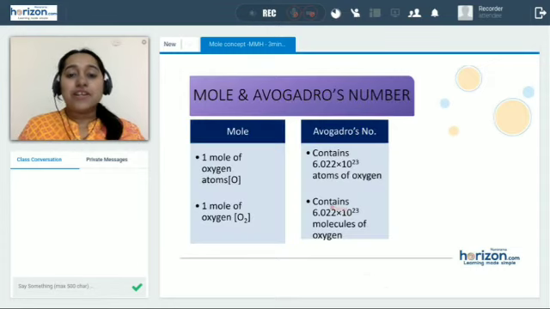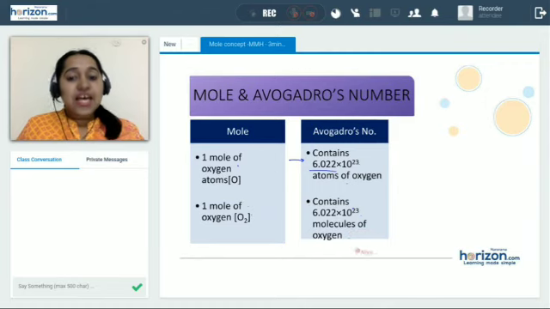Let's see if you have understood the concept. For example, 1 mole of oxygen atom will contain 6.022 times 10 to the power 23 atoms of oxygen. 1 mole of oxygen will contain 6.022 times 10 to the power 23 molecules of oxygen. It's simple, isn't it? So is this how we define mole?